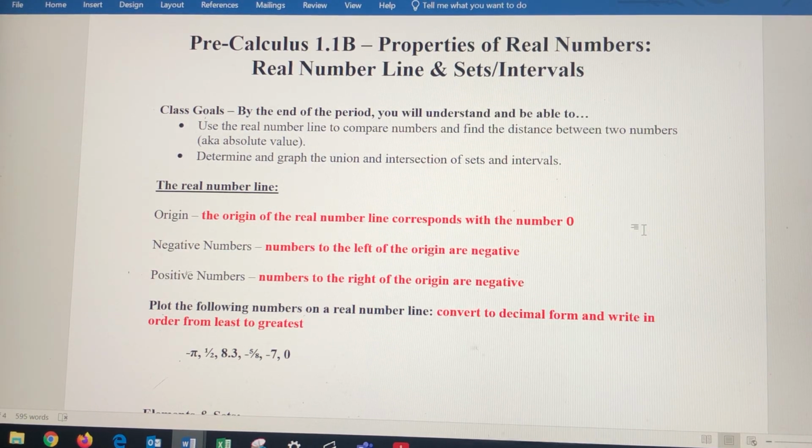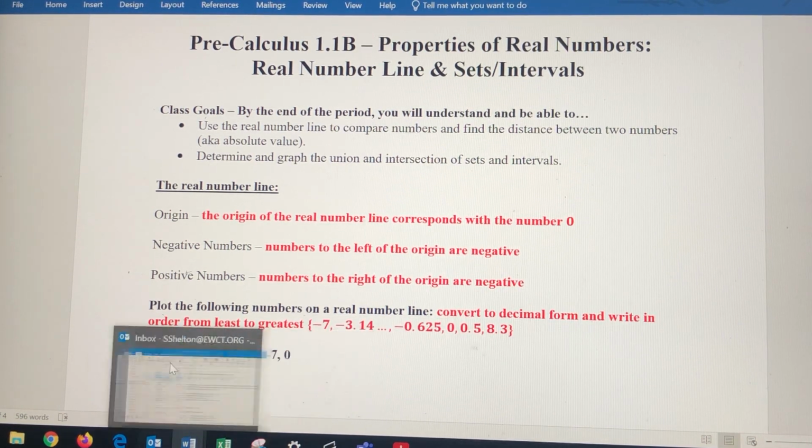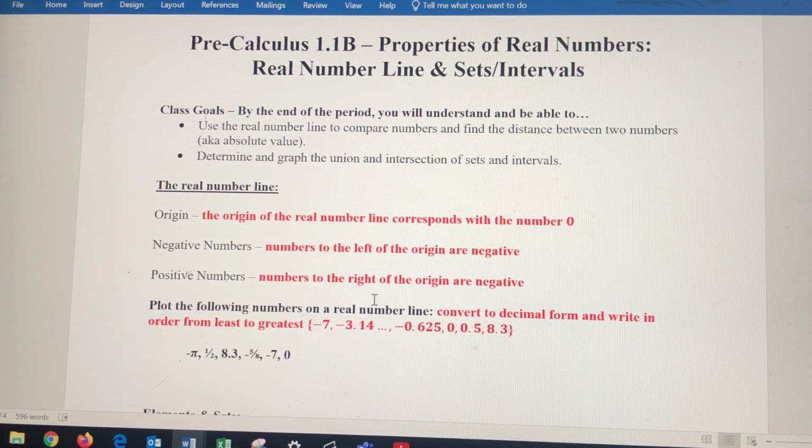So in order from least to greatest, and in the same form, decimal form, you should have -7. -pi we converted to -3.14..., and these little 3 dots here just mean this continues forever because pi doesn't terminate. -5/8 can be written as -0.625. 0 is obviously 0. 1/2 I've written as 0.5, and then our largest number is 8.3.